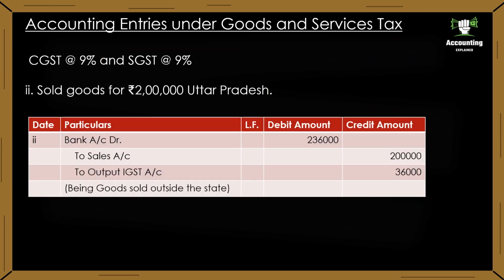Journal entry will look like this. Bank account debit 2,36,000, to sales account 2 lakhs, to output IGST account 36,000, and the narration is being goods sold outside the state.